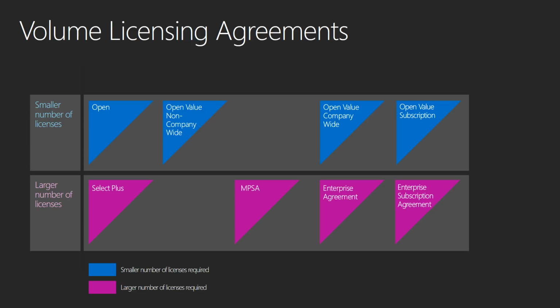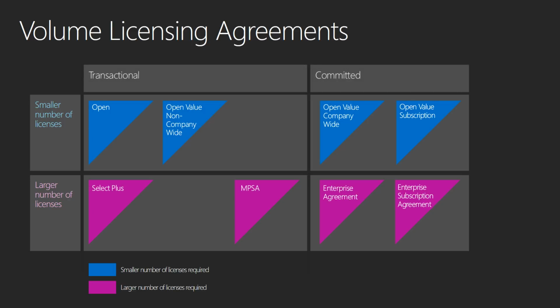The next thing you need to know is if the customer is prepared to commit to covering all of their desktops or servers in the agreement. So these 4 programs on the right hand side here require the customer to commit. In fact, you can see that Open Value Company-wide has been aptly named. It has to apply to the whole company, not just one department, for example.